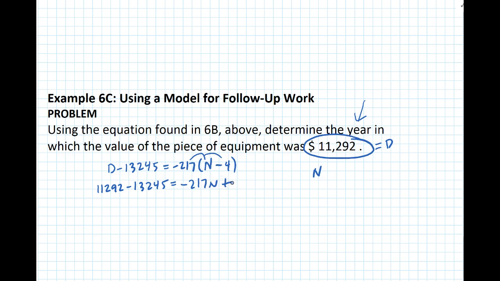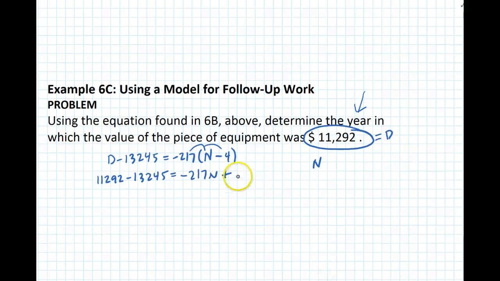plus, I'm going to use my calculator here. This is going to be 868. Okay. When I subtract here, I'm going to use my calculator again. I get negative 1,953 equals negative 217n plus 868.